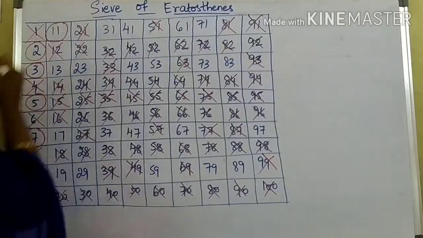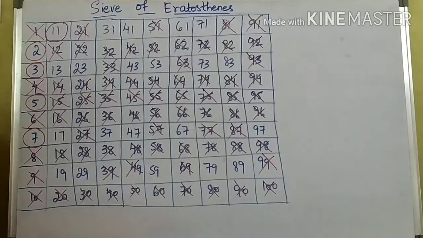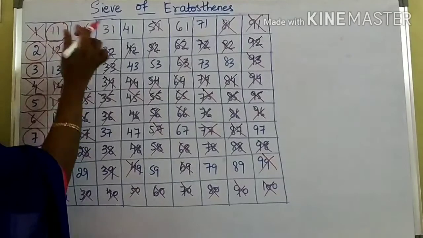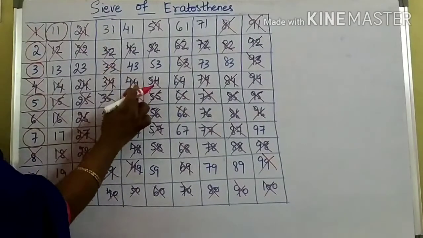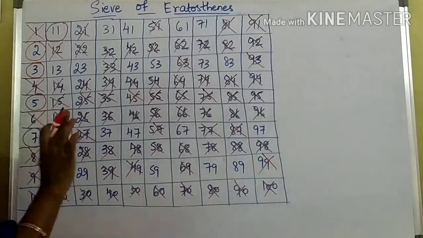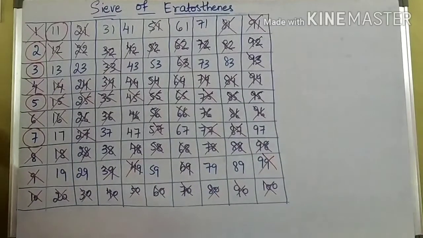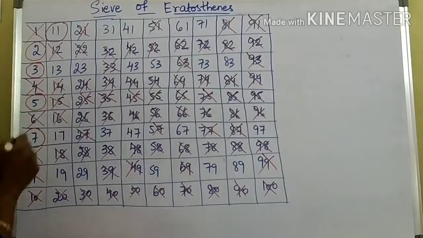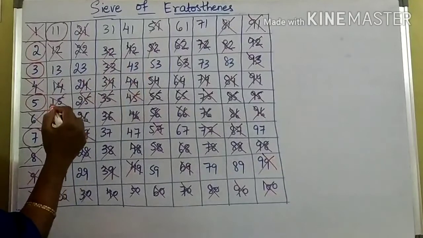11. 11 is a prime number. So encircle that 11 and cross out all the multiples of 11: 11 ones are 11, 11 twos are 22, then 33, 44, 55, 66, 77, 88, 99. All the multiples of 11 are crossed out. Now continue this process till all the numbers in the list are either encircled or crossed out. Check, is there any number left over here?